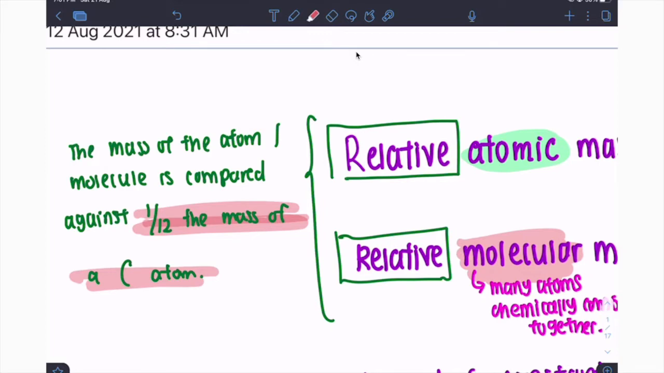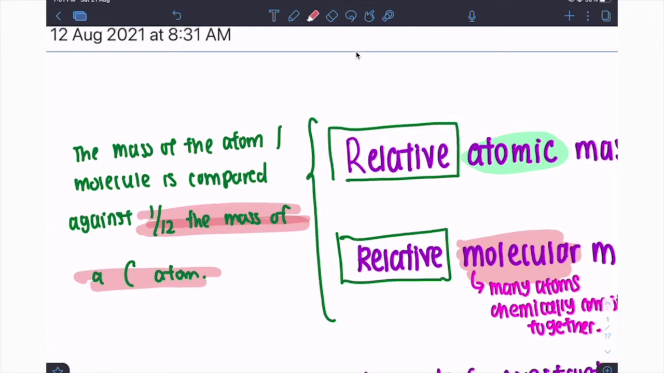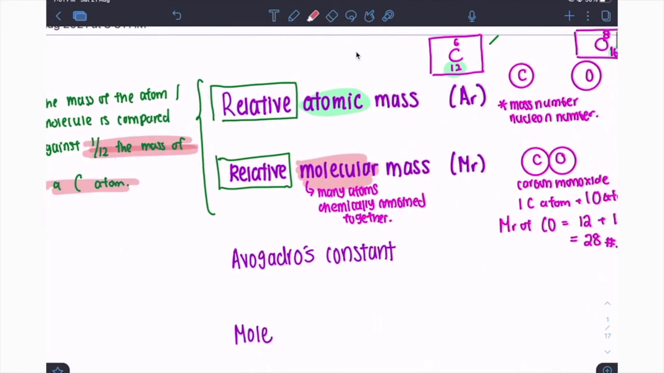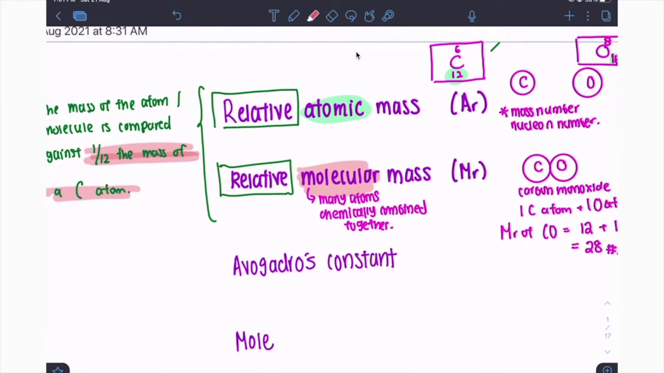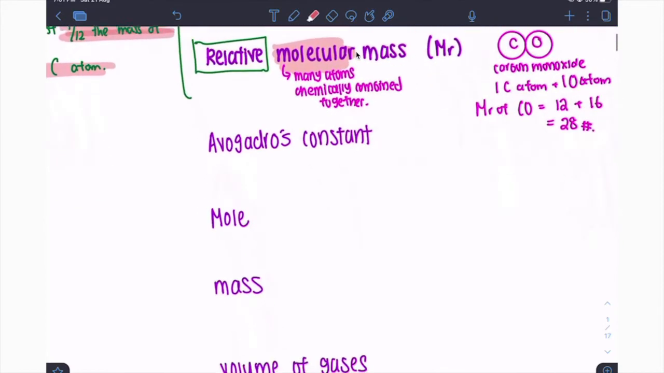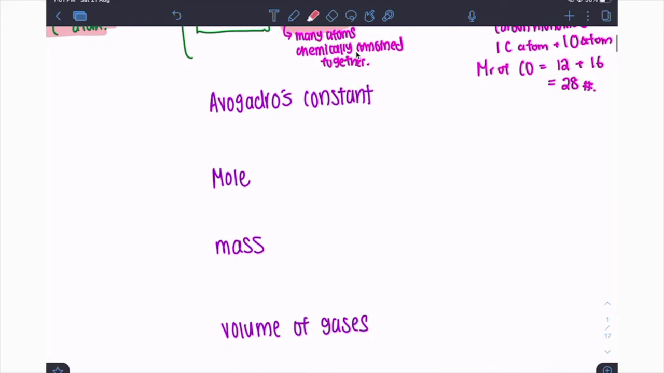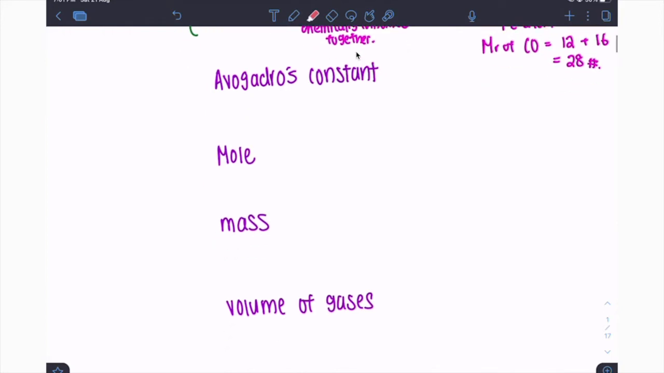But nevertheless, what is important at the end of the day is that you know how to calculate atomic mass and molecular mass. All right. Now, the other word that we learned, so the third word on this list, is Avogadro's constant, right? So the magic number to memorize here is 6 times 10 to the power of 23.